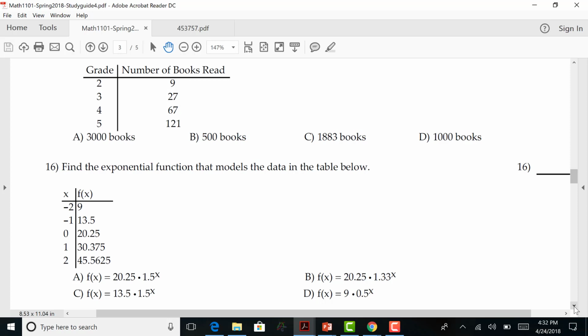I need you to put this in your calculator by itself and tell me what that is. Put E to the 0.40546 in the calculator by itself, what is that? 1.5. So this right here is 1.5. Did you get 1.5? Yes.